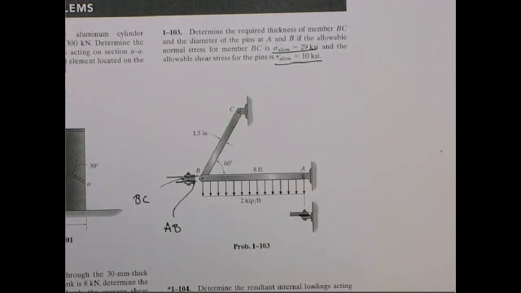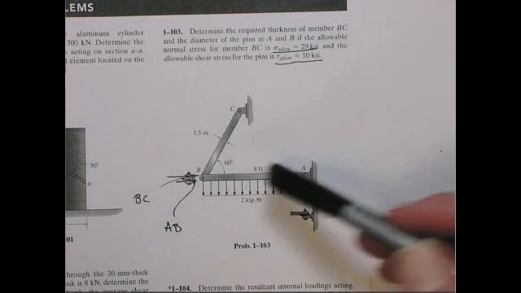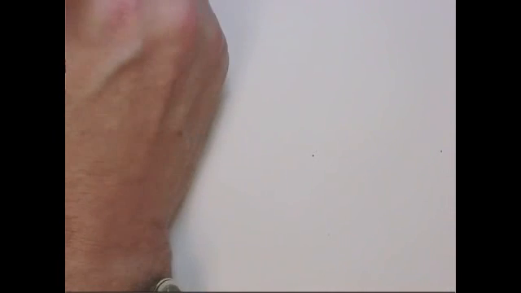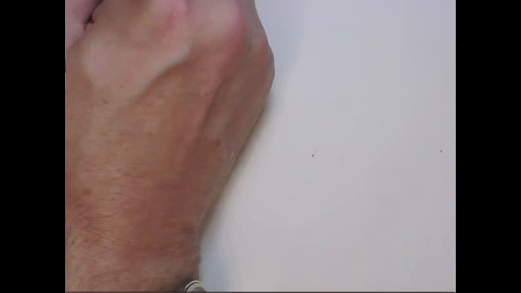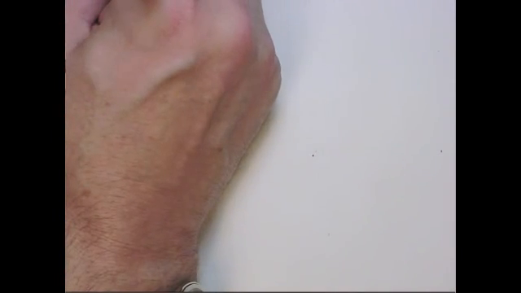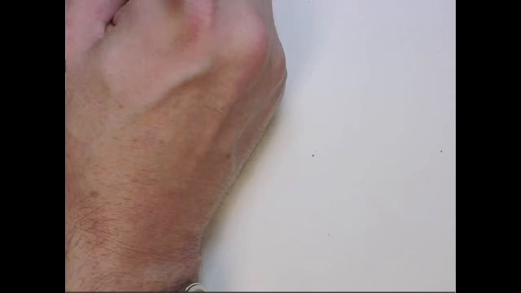Let's first do member BC. Okay? That's the normal stress part. So this is review problem F, 103, and it's on page 62 in Hibbeler.